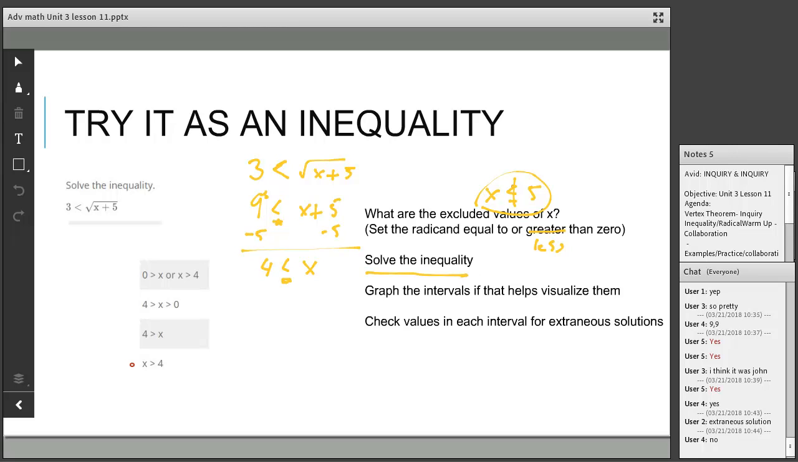When you're normally solving an inequality, the first step is to find out what your excluded values are. Sometimes I draw a number line. Here's 0. Our excluded value is negative 5; we couldn't have anything less than negative 5. The solution we came up with was that x was greater than 4. We really have 2 intervals here, this interval and this interval, and we have this interval in between.